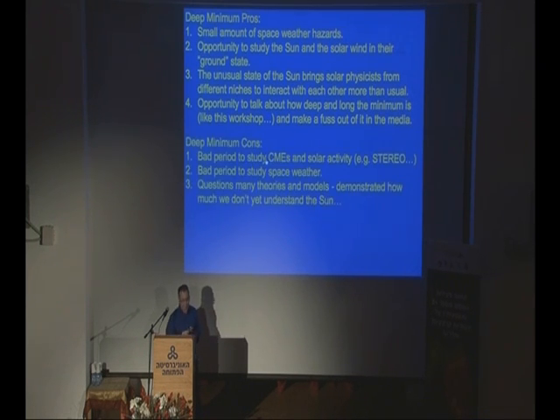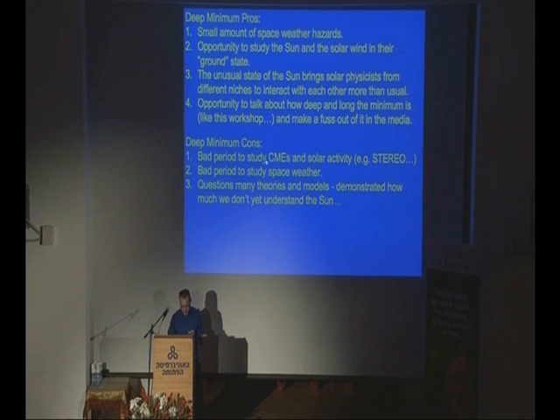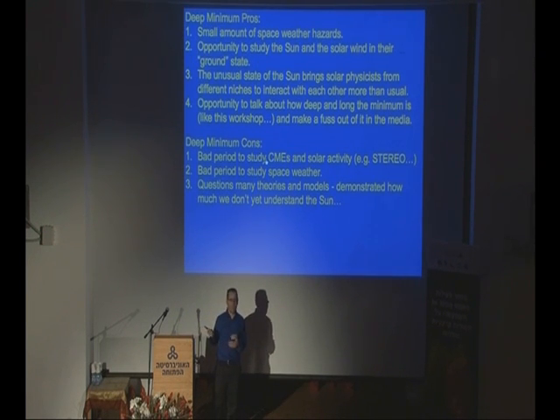The cons in this minimum is that if you're interested in CMEs, it's a really bad period for you because there are not many CMEs to study. And STEREO was launched right at the beginning of this period, and essentially for 2 or 3 years they didn't have anything to look at. It's a bad period to study space weather. And it questions many theories and models about the solar cycle, because we thought we understood how it works, and then we had this deep solar minimum and messed things around.